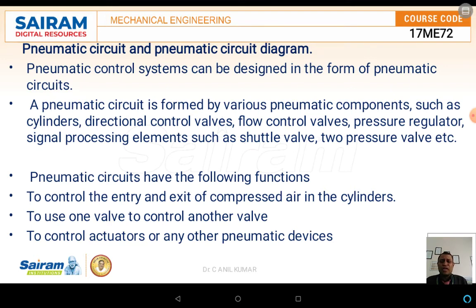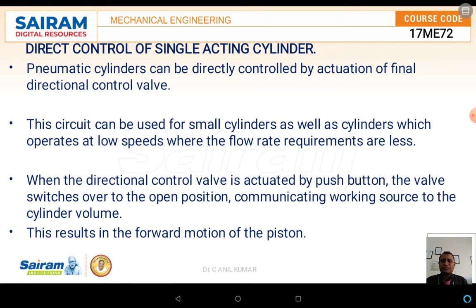For that reason, before implementation, the pneumatic circuit diagram, or pneumatic circuit, is drawn, and afterwards it is tested for functionality, and then it is implemented. This is a small introduction with respect to pneumatic circuits and the pneumatic circuit diagram.